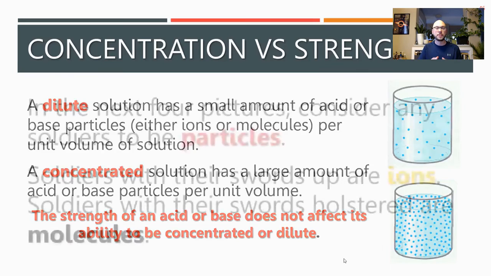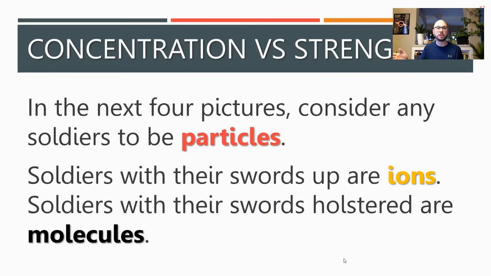Okay, so there are 4 images that you're going to see here in just a second. Each soldier is referred to as a particle. A soldier represents a particle, the molecule version of it. If it turns into an ion, it has its little sword up, and if it has its sword in its holster, it's considered to be still the molecule.